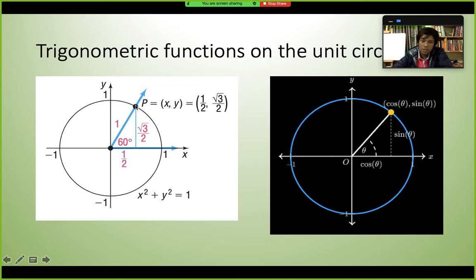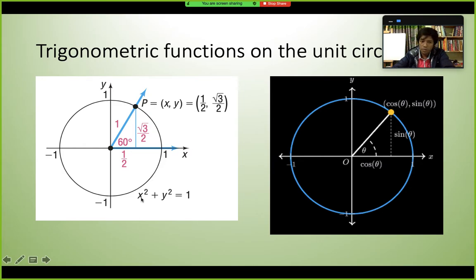So at 60 degree, the point P represents two values, just like the ordered pair, x value and y value. First value is the x value, which is this. How this value comes, we will derive it in the next slide. We will find it out. So if the point represents 1 by 2 and root 3 by 2, then this will be the cos theta, and this will be the sine theta value here.